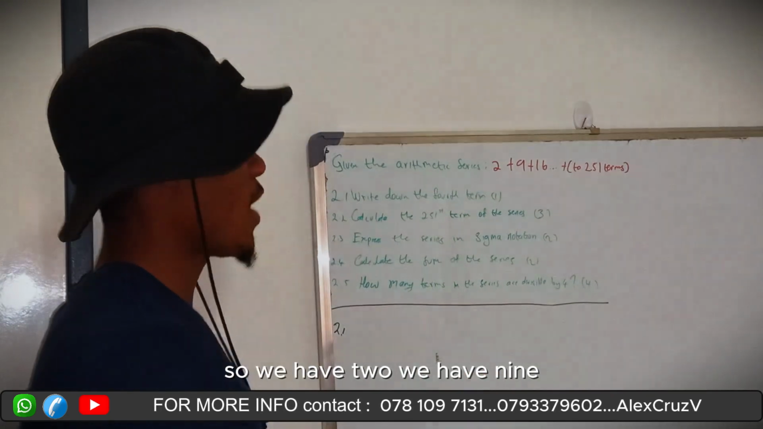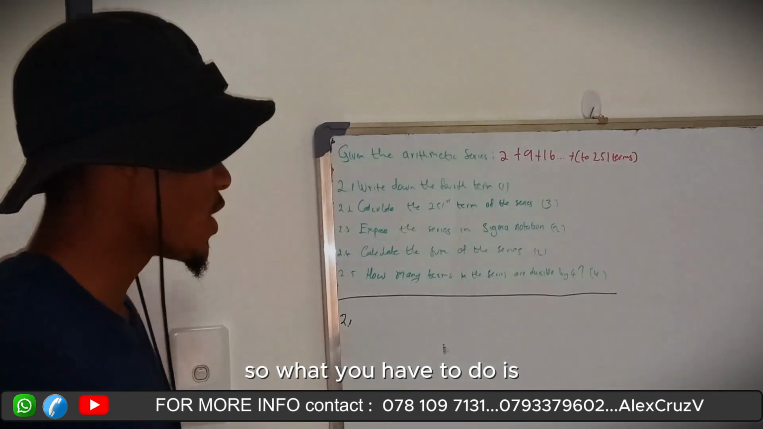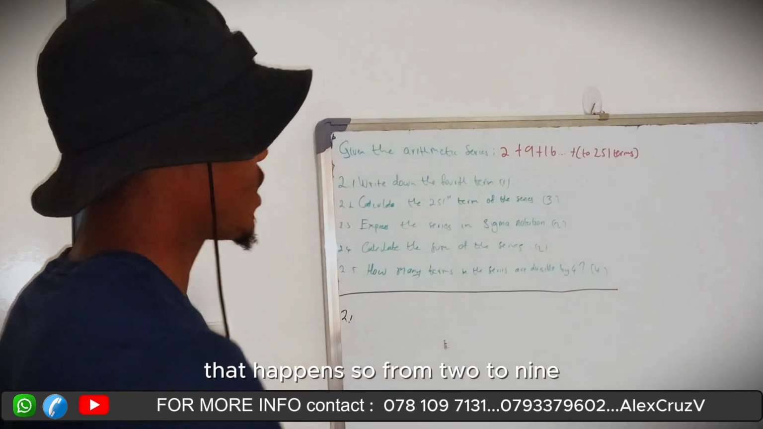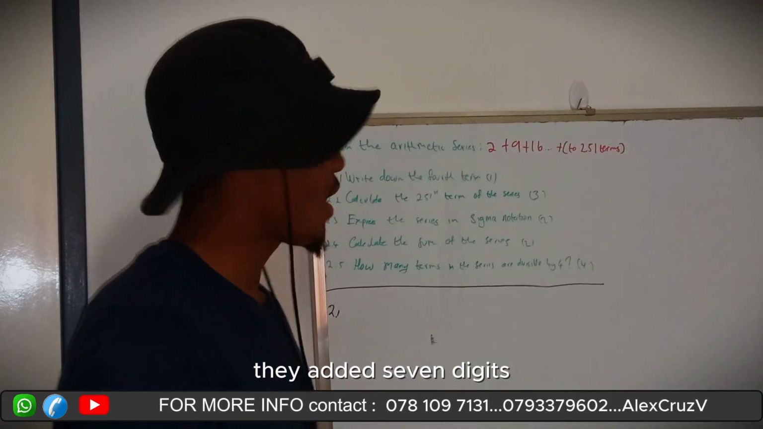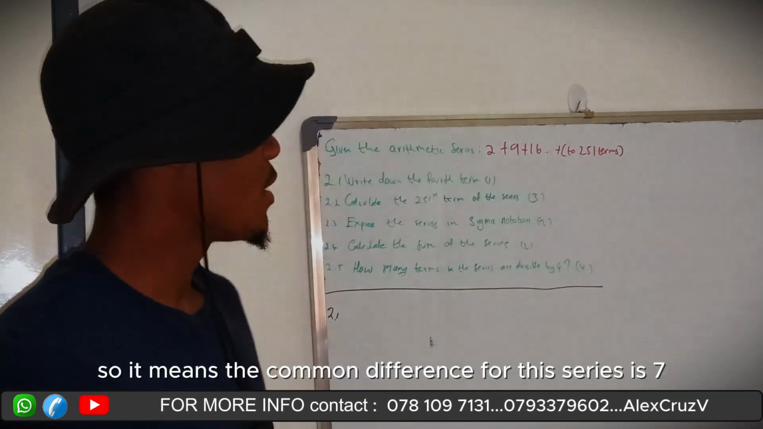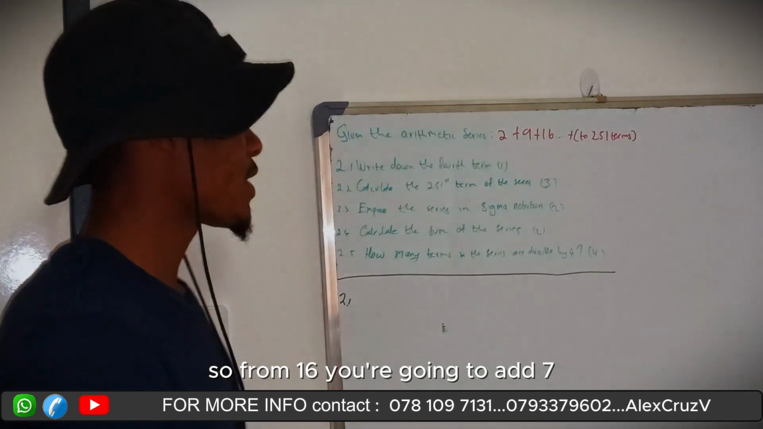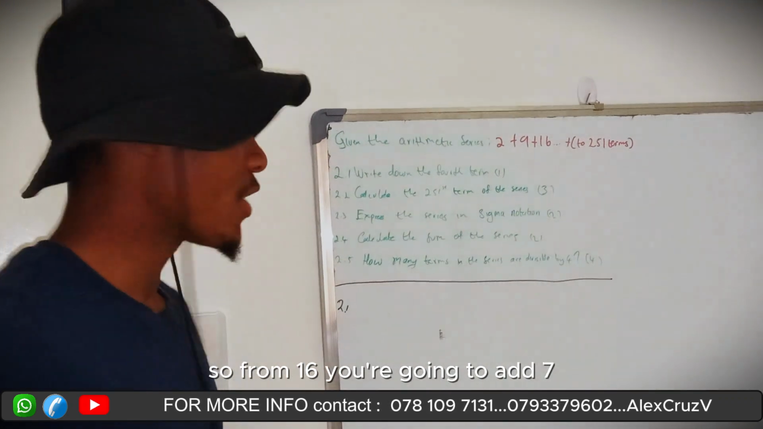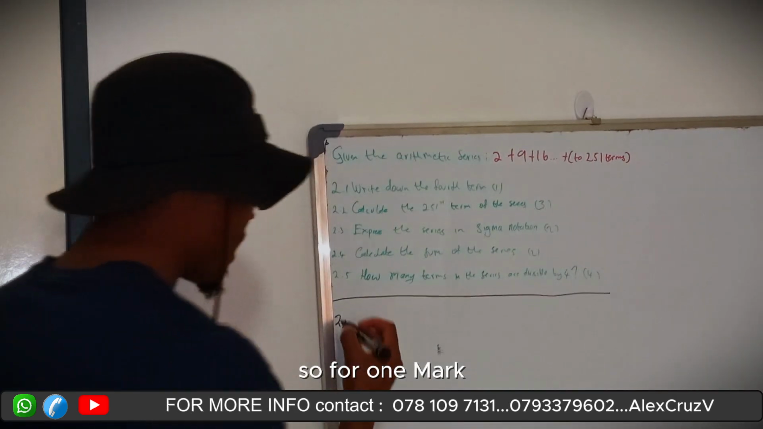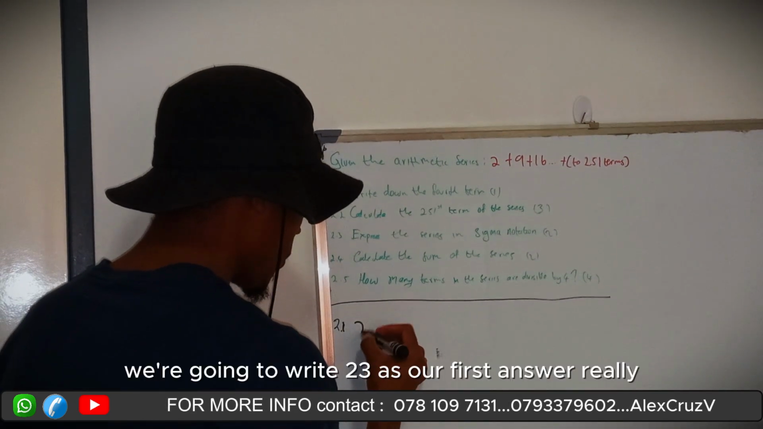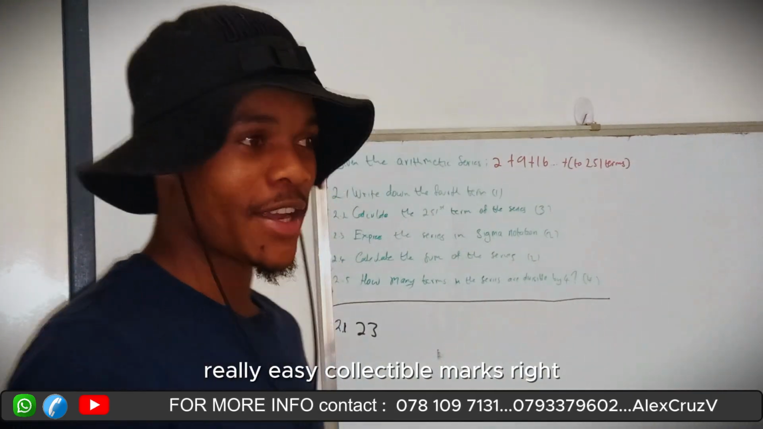So we have 2, we have 9, we have 16. What follows after? What you have to do is recognize the pattern that happens. From 2 to 9, they added how many numbers? They added 7. So the common difference for this series is 7. From 16, you're going to add 7. So that means 16 plus 7 equals 23. So for 1 mark, we're going to write 23 as our first answer. Really, really easy. Collectible marks.